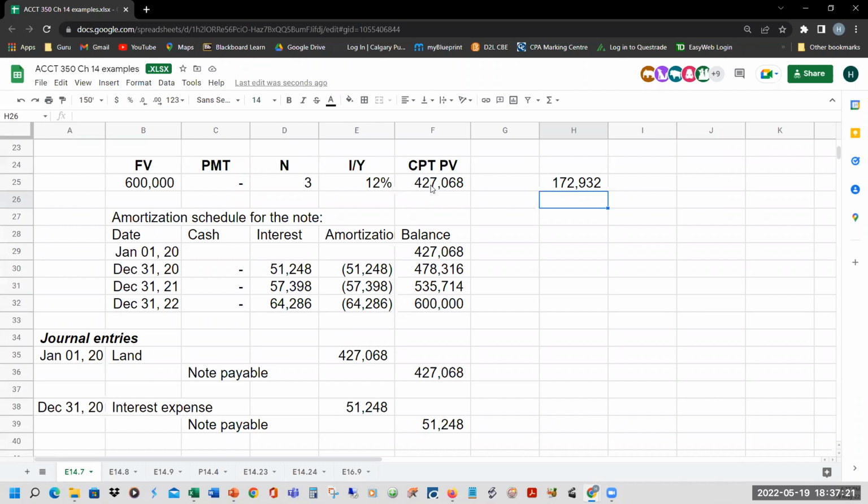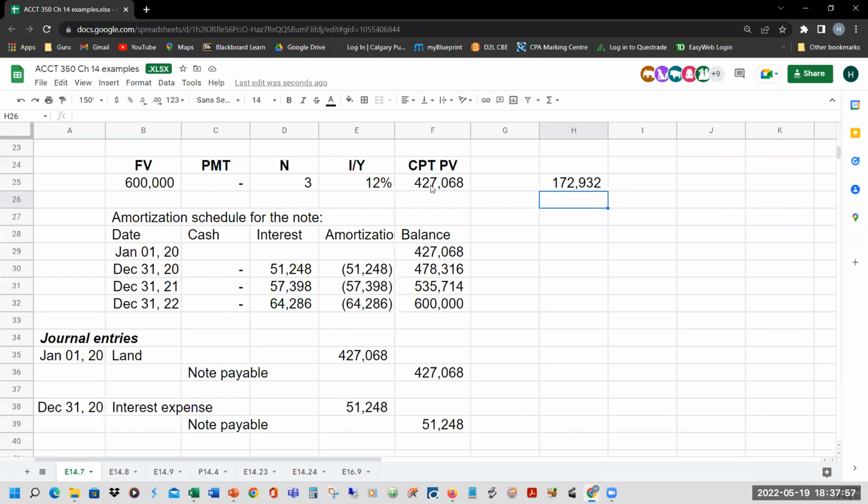That's the total amount of interest. So non-interest bearing doesn't mean there's no interest. There's a heck of a lot of interest here, right? 172,000 and change of interest. But that interest basically needs to be recorded on a yearly basis until the maturity of the note. So we issued the note on Jan 1st, 2020. The note's going to be due Jan 1st, 2023. So in between, you've got 3 years, right? So 2020, 2021, 2022, and then right at the beginning of 2023 is when we make the payment of 600,000.